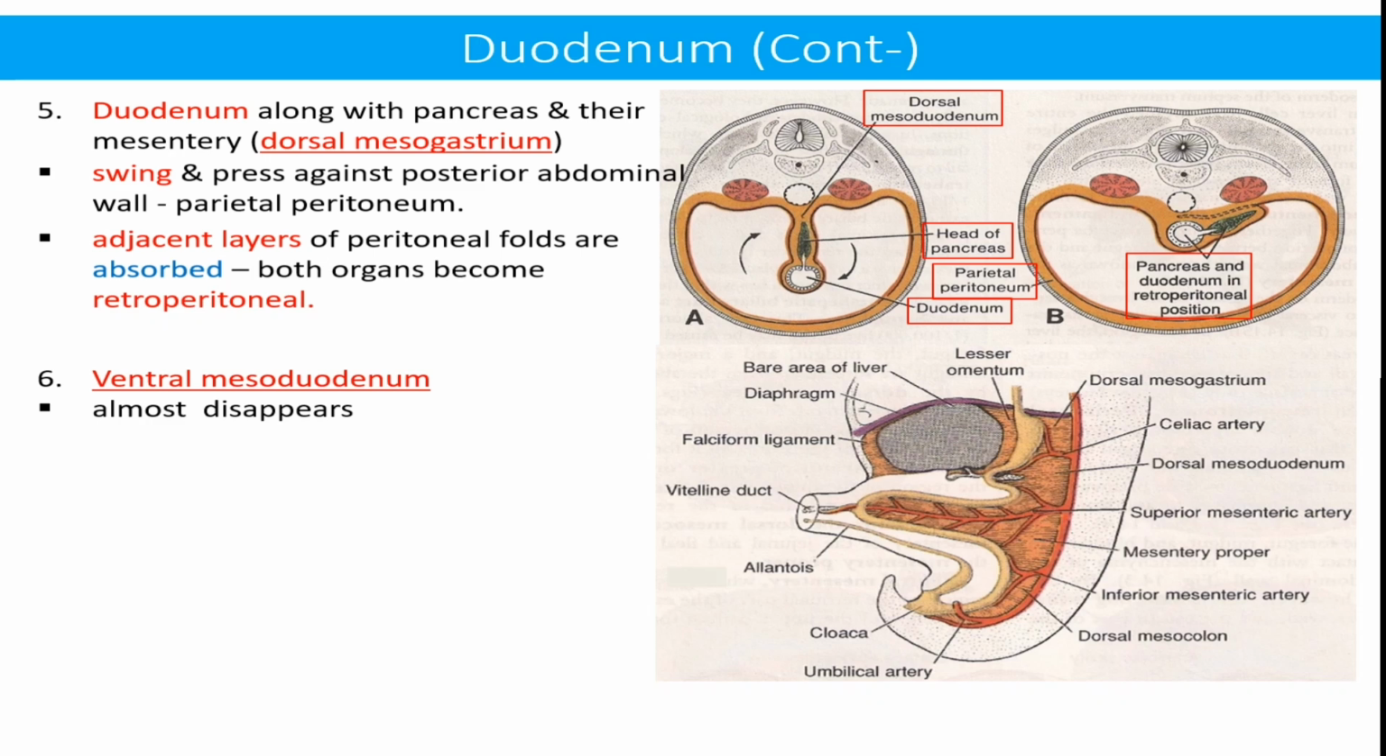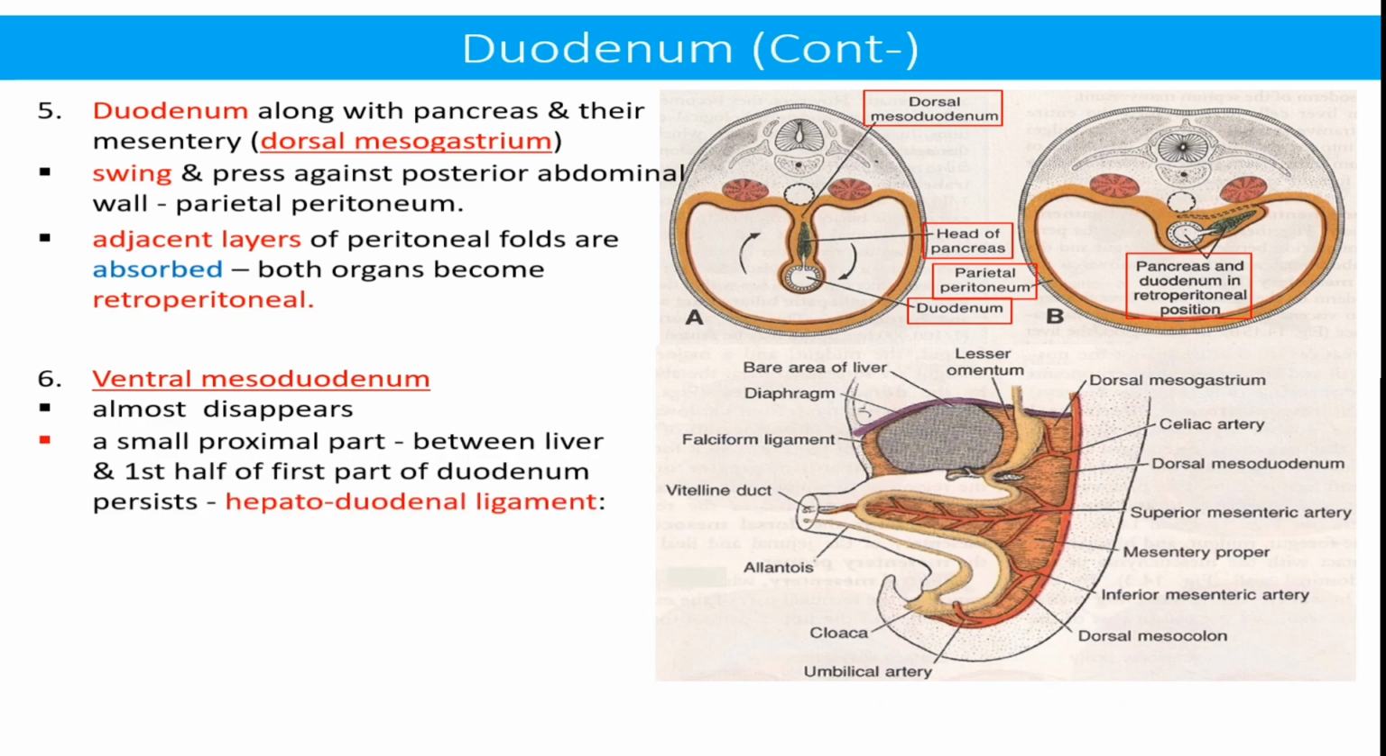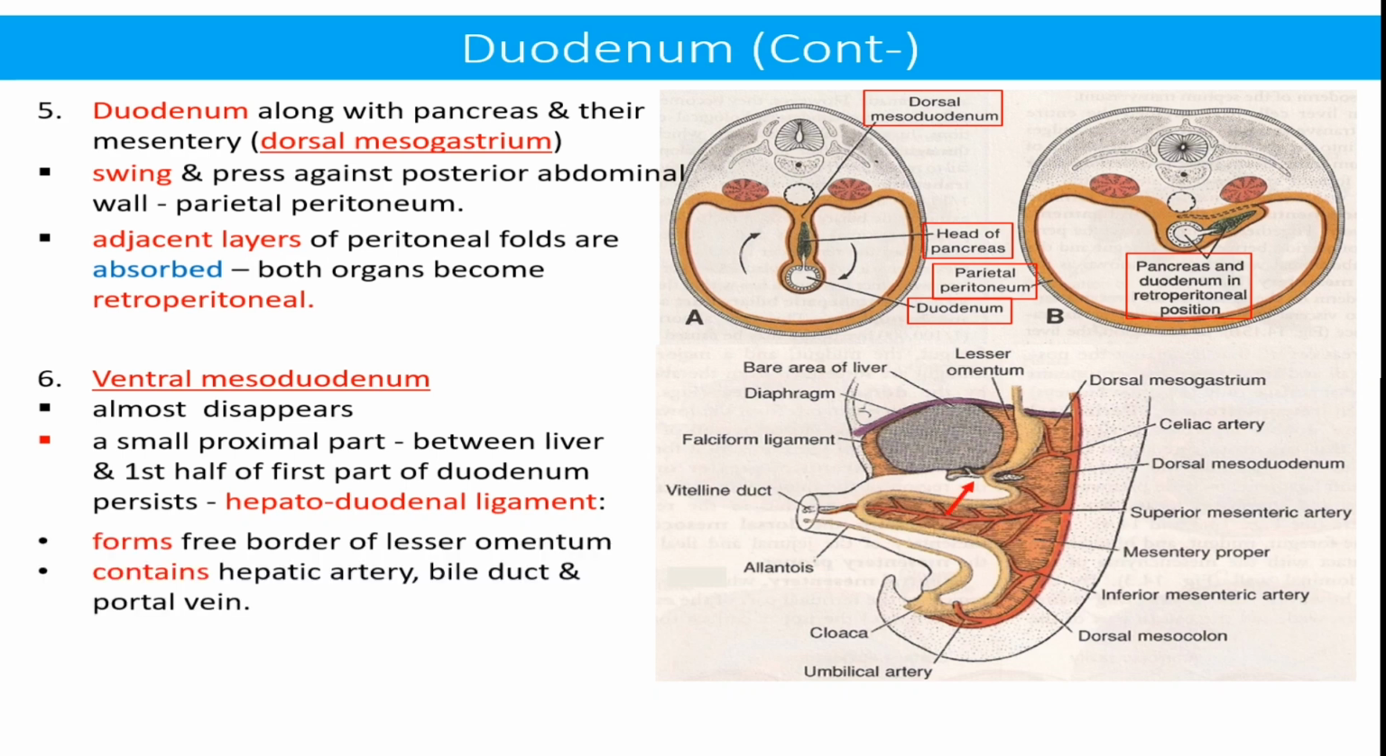Now, something about ventral mesoduodenum, which almost disappears, but a small part, that is the proximal part between liver and first part of duodenum, persists and forms the hepatoduodenal ligament. This ligament forms the free border of the lesser omentum and contains hepatic artery, bile duct, and portal vein.